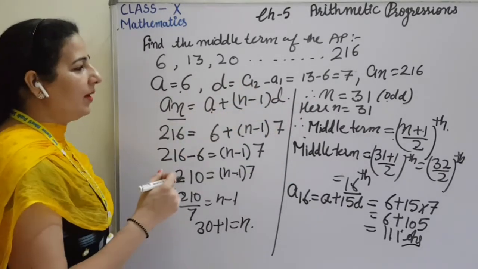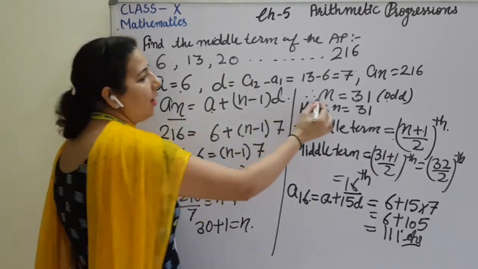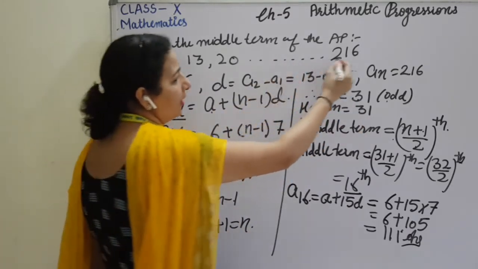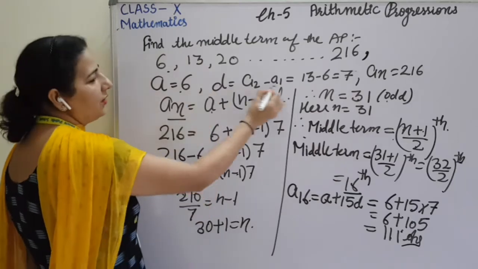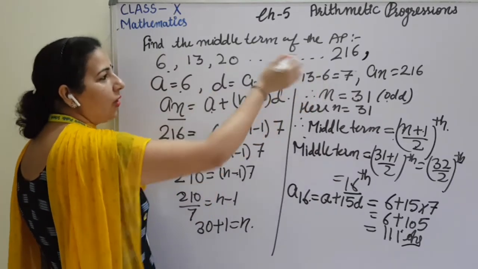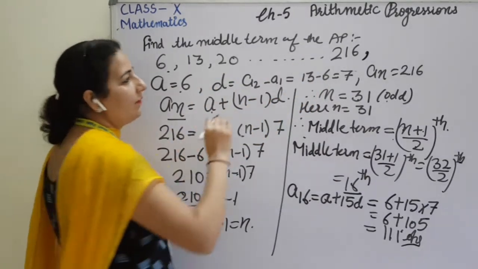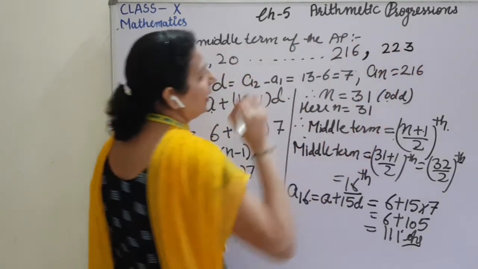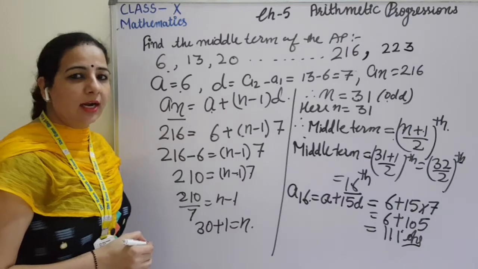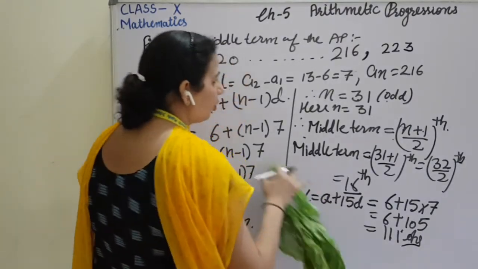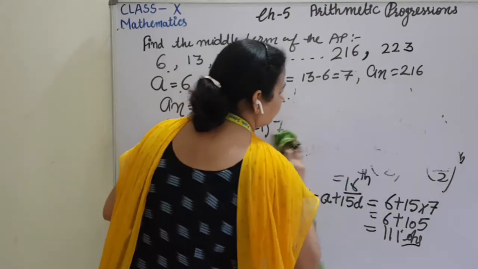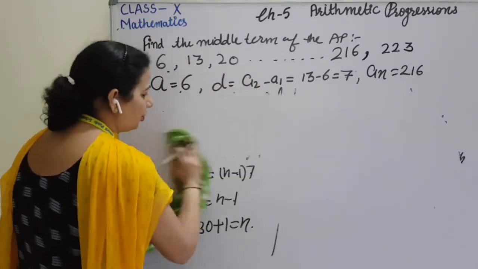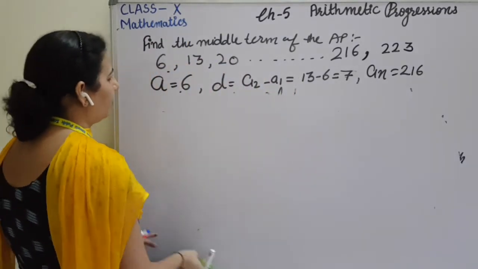Now let me take one more example to find out when n is even. Let us consider this as 216. We know that the difference is 7, so add 7 to this. When you add 7, it will be 223. So let's solve the question by the same method. I have taken another question, let it be one new question. So how will we calculate?